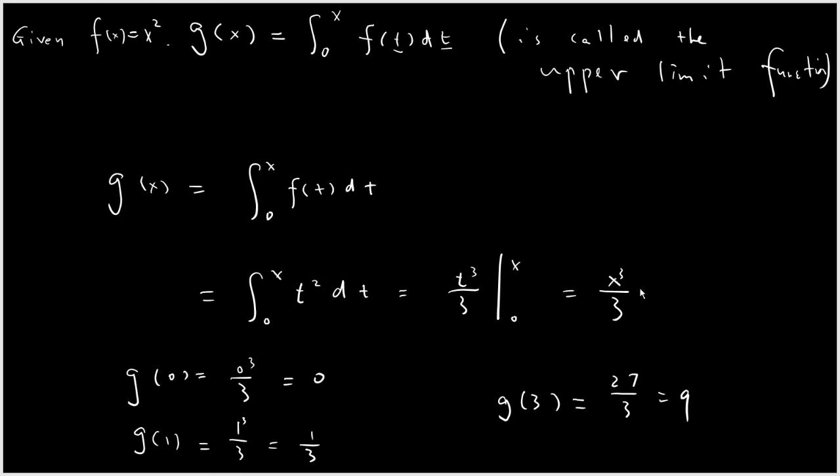Is it true that if you differentiate, so now let's say g of x, that's the upper limit function. Now let's verify part 1 of FTC. All you need is to differentiate x cubed over 3, right? Differentiate that function. So do you have x squared? You differentiate 1/3 times x cubed. So the derivative of g of x is x squared.